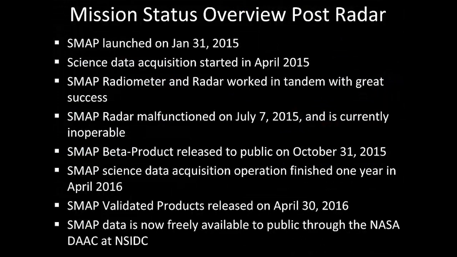So just quickly from the satellite perspective, where we sit is we launched in 2015. We have data acquisitions that started in April, so there's plenty of data. There's a year's worth of data from radar, and there's continuous data from the radiometer. Due to the malfunction, we've been looking at ways to enhance the SMAP mission, high resolution promise to the mission, but we do have beta products that are going to be released here in October for enhancement, and that would be of interest to people looking for high resolution in applications. And as far as the validated products from SMAP, those have been available as of April 30th.